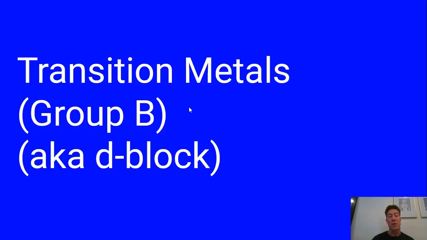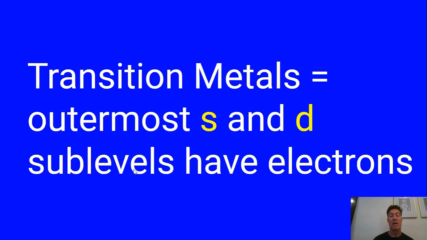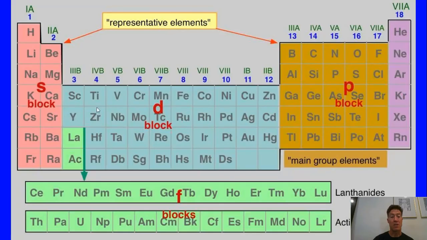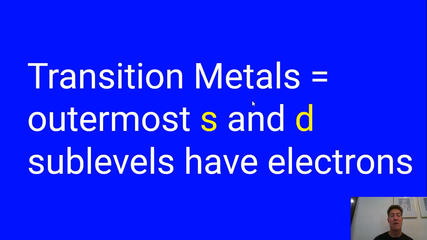Next, or the third group we're going to talk about, are transition metals. This is known as group B, also known as the d block. As we saw here, that's this rectangular group in between the s block and the p block. And these are characterized by having their outermost s and d sublevels with electrons. Remember, representatives were s and p, transition metals s and d electrons.